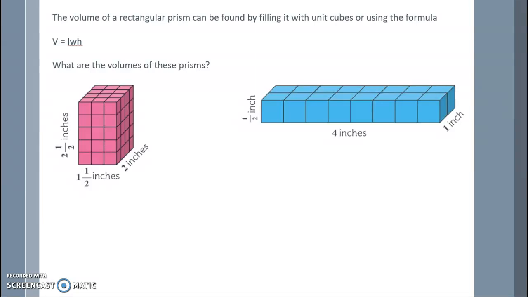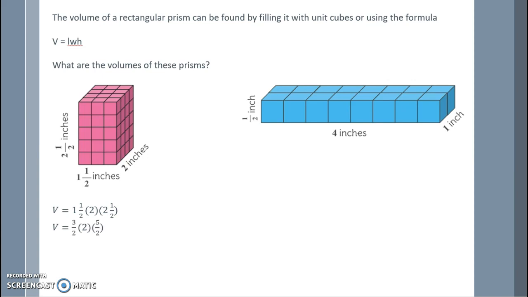The volume of a rectangular prism can be found by filling it with cubes or using the formula volume is length times width times height. What are the volumes of these rectangular prisms? So volume is, starting with the purple one here, 1.5 times 2 times 2.5.